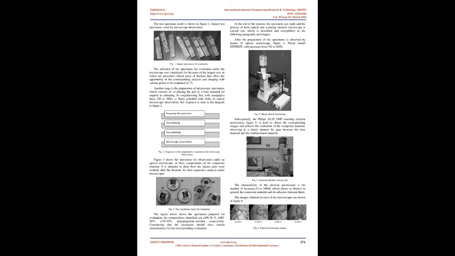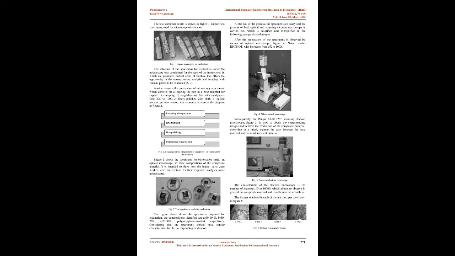images and achieve the evaluation of the composite material, observing in a timely manner the gaps between the base material and the reinforcement material. The characteristic of the electron microscope is the magnification from 10 to 10,000, which allows observing in general the composite material and its adhesion between them. The images obtained in each of the microscopes are shown in Figure 6.